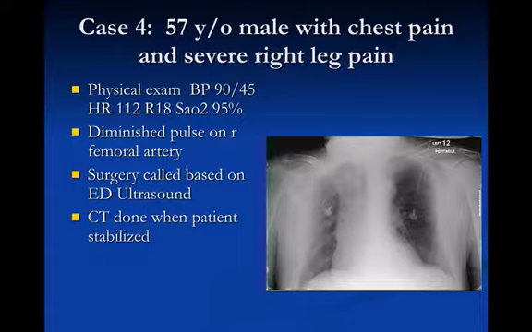He had a diminished pulse on his right femoral artery, and surgery was called on the basis of the ED ultrasound. They wanted to get a CT before they took him to the OR for surgical planning, and the CT was done when the patient was stabilized. So this guy has a widened mediastinum. He has a diminished pulse on the right femoral artery. So whenever we see that, we think dissection.